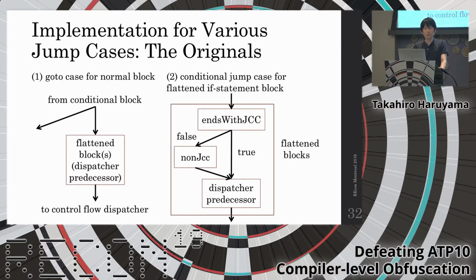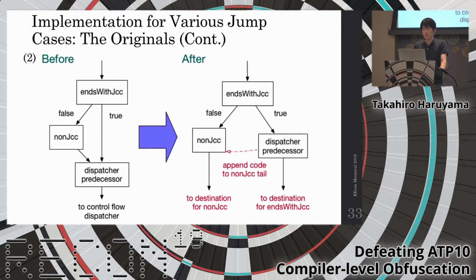The third modification is about the implementation for various jump cases. The original implementation supports two jump cases. One is the goto case for a normal block. The other is the conditional jump for a flat and if-statement block. If the next block is resolved, the control flow graph and the destination of the jump instruction are updated. For instance, in jump case 2, the block comparison variable is searched in each predecessor block ending with JCC and non-JCC, then the destination is changed, while appending the code of the dispatcher predecessor to the non-JCC tail.